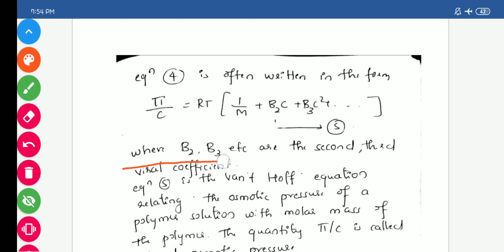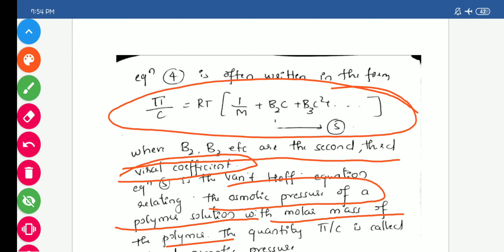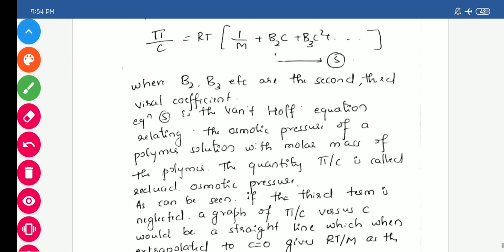Here B1, B2 and B3 are called the second, third virial coefficients. This equation is called the Van't Hoff equation, relating the osmotic pressure of a polymer solution with the molar mass of the polymer, and the quantity pi by C is called the reduced osmotic pressure.